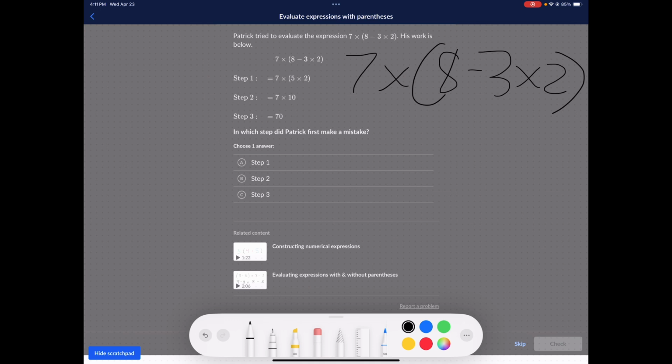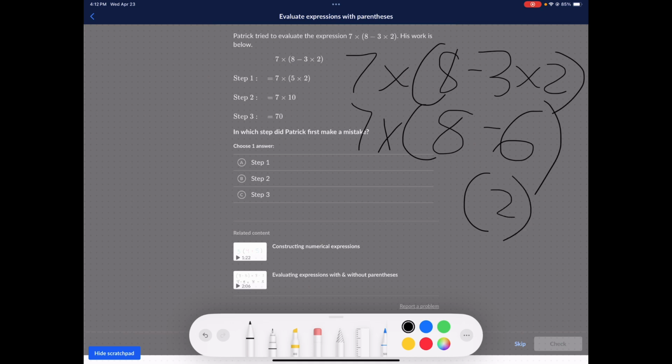So, what do we do first? Are we going to multiply 7 and 8? Do 8 minus 3? Or 3 times 2? 3 times 2. So, that means that we'll have 6 here, and then 8 here. And then 7 times, what are we going to do next? Right. We have to finish off the parentheses and get the answer of 2. So then we have 7 times 2, which is equal to what? 14. So this is the correct solution.